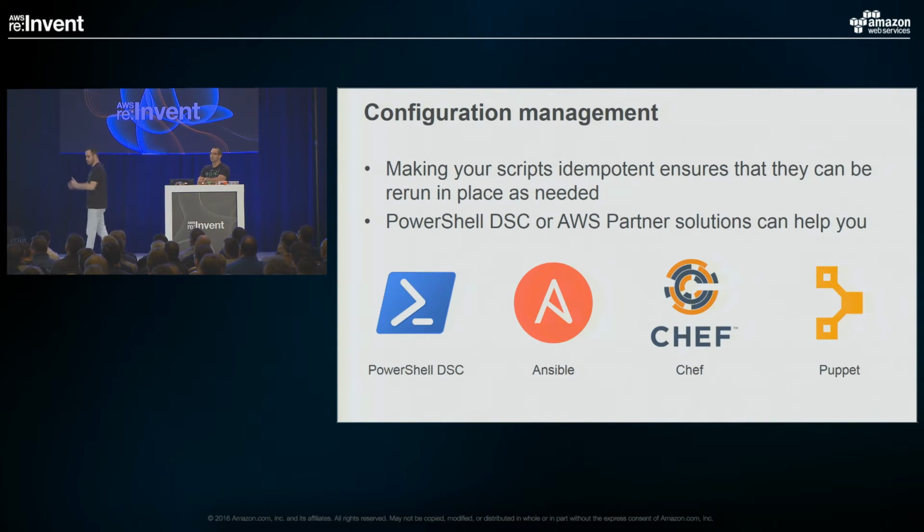Ideally, longer term, you'd actually want to use some configuration management. This ensures that you can rerun your scripts in place. It also ensures that if you need to make sure something's configured and in place at all times, and somebody makes a change, it sets it back to where it's supposed to be. You should really look into these configuration management tools. PowerShell DSC obviously is a first-class citizen in the Windows world, so a lot of people try to use that. We also have some great partner solutions, so you can create Ansible playbooks, Chef recipes, or Puppet manifests.